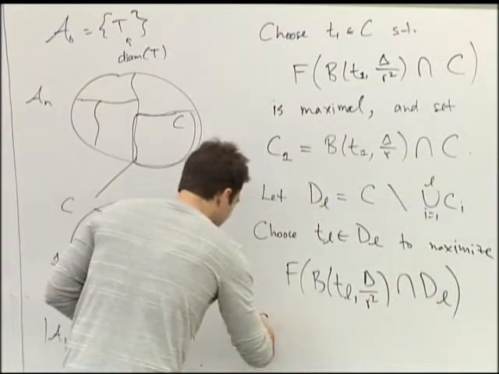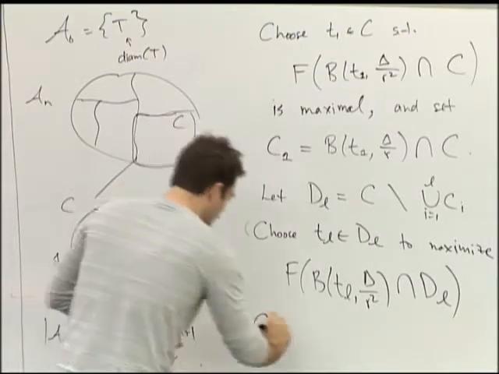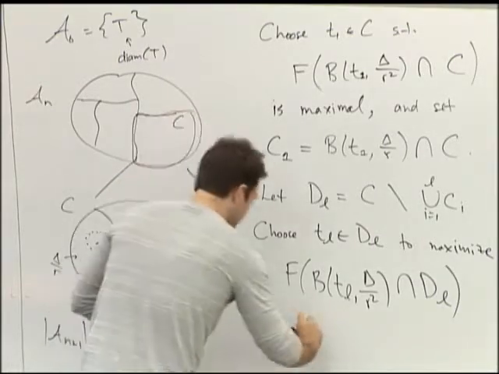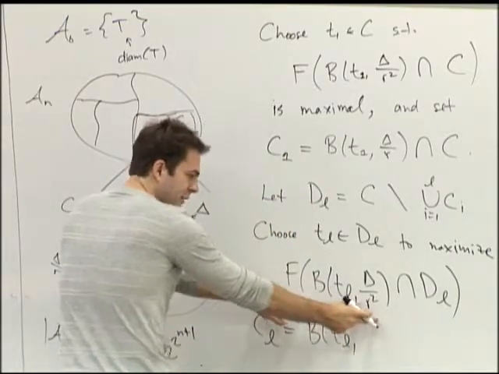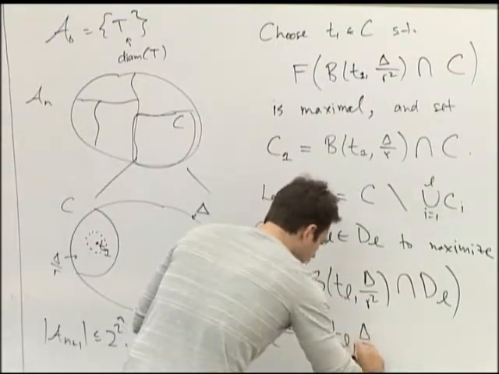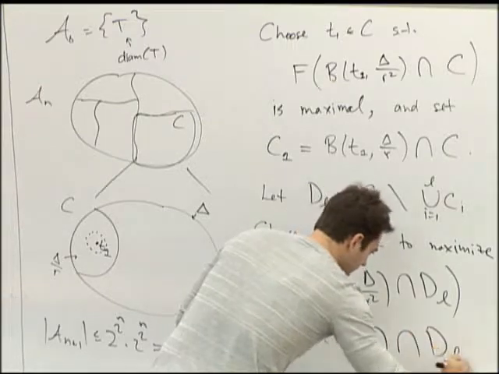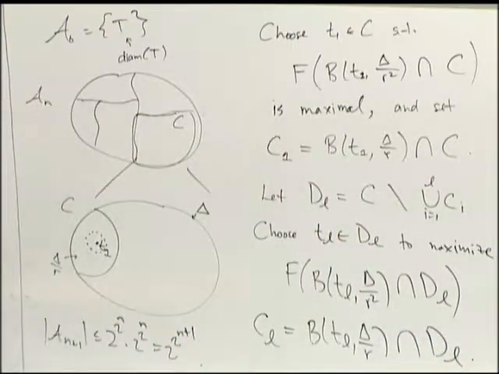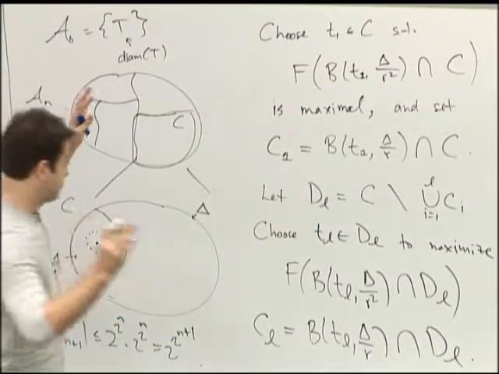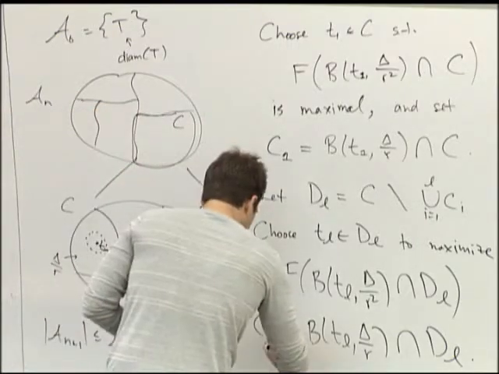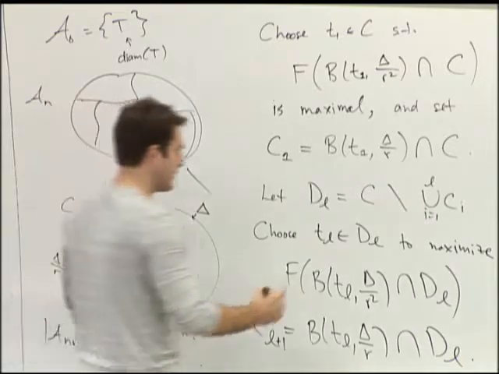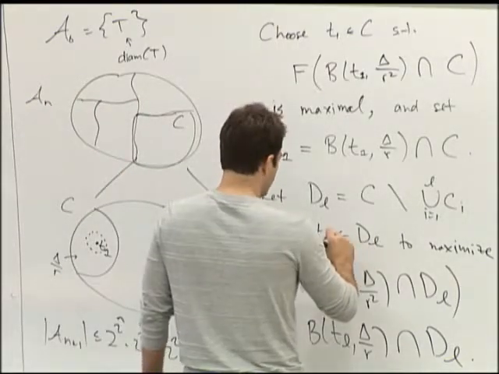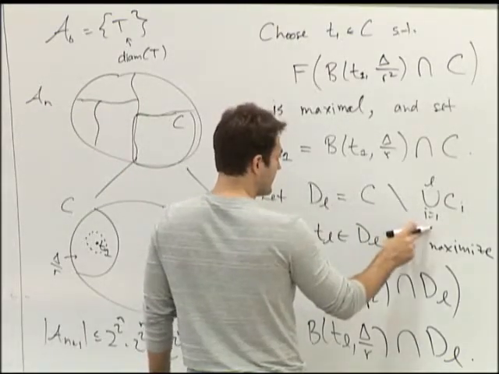And finally, we put C sub l plus 1 equals, and again, we maximize according to the delta over R squared ball, but we cut out the delta over R ball. Yes, C sub l plus 1, and probably T sub l plus 1.